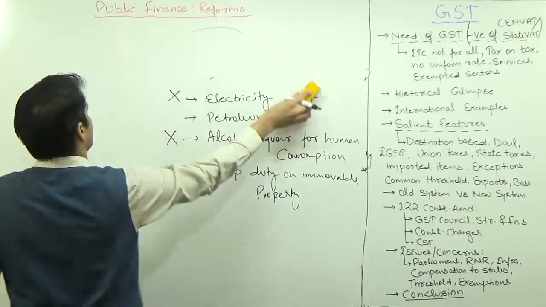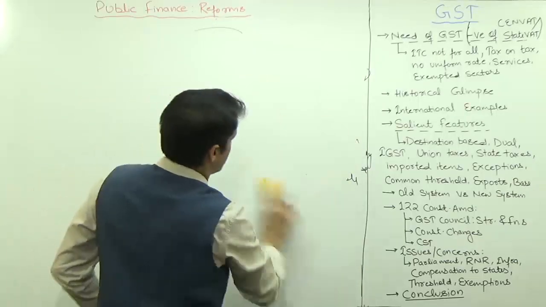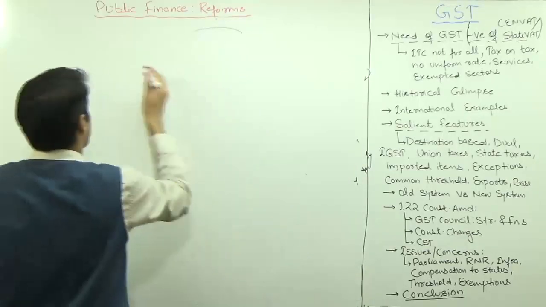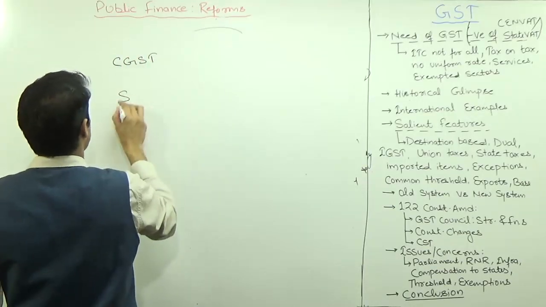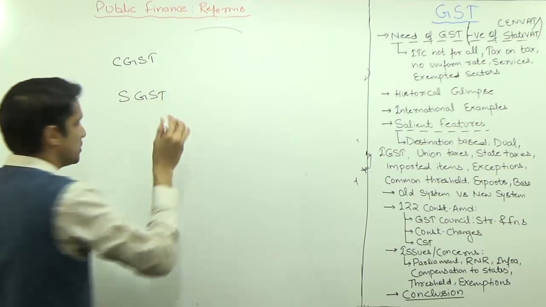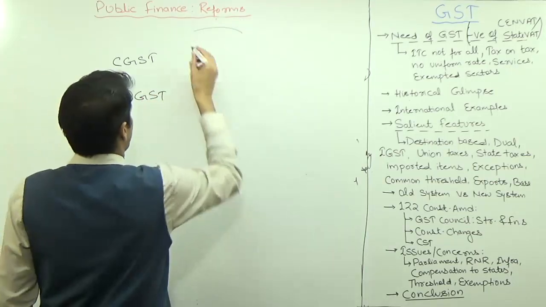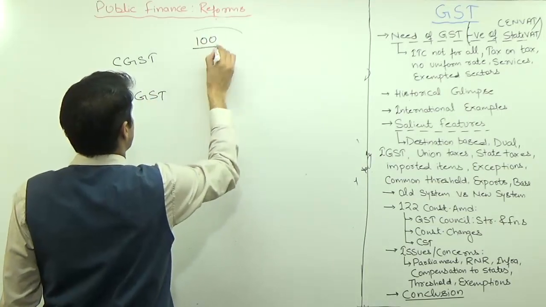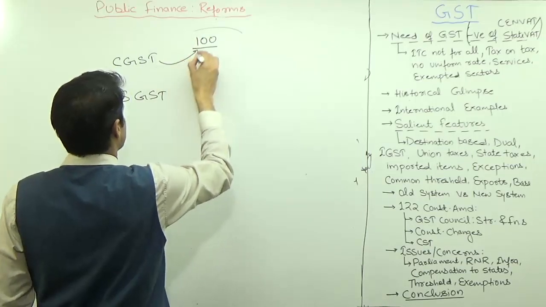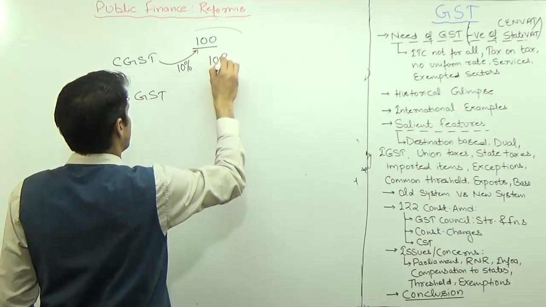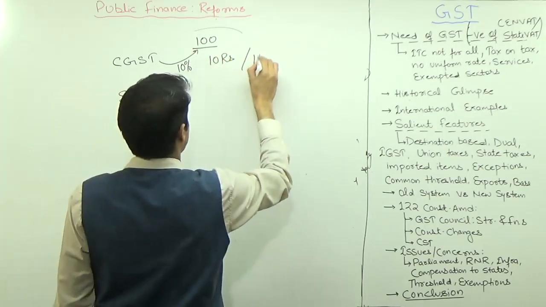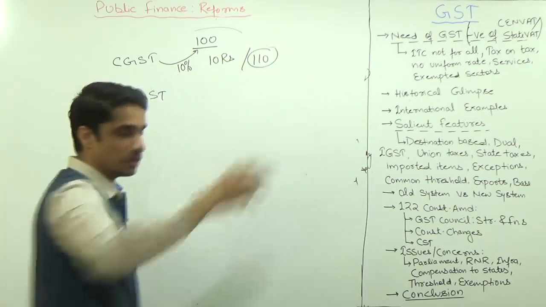Then there will be a common threshold. Now this is good. Common base means the union government is going to levy CGST and the state government is going to levy SGST. Suppose you have produced this item and the price is 100 rupees. On this 100 rupees, the union government will levy the tax, for example 10%. So it will be 10 rupees, and the price becomes 110.